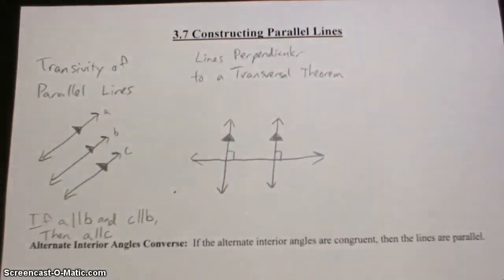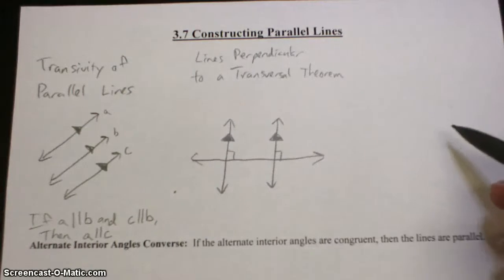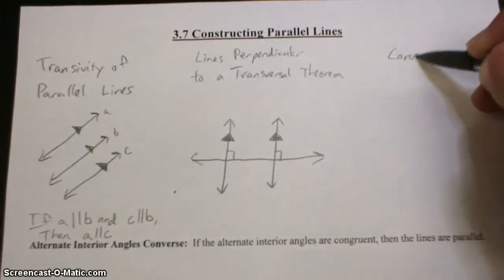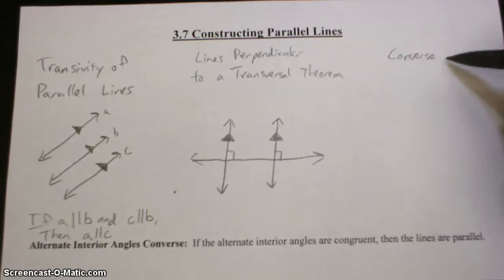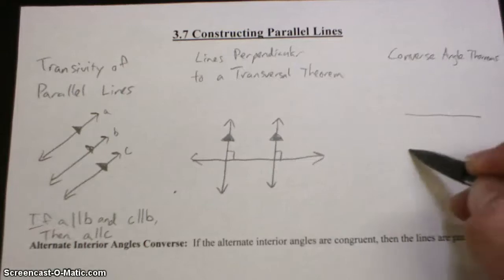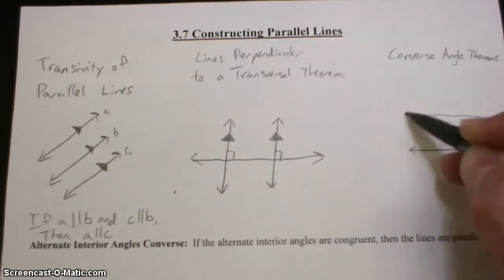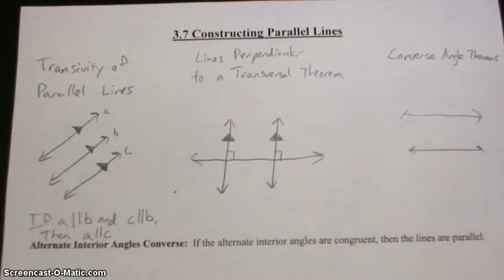And finally, to show that two lines are parallel, I can use the converse of all of my angle theorems. So if I have two lines and I want to show that they are parallel, I can prove that my alternate exterior angles are congruent, or my alternate interior angles are congruent, or my corresponding angles are congruent.